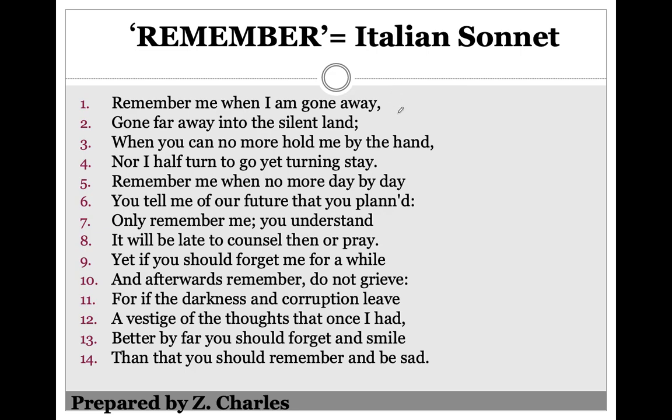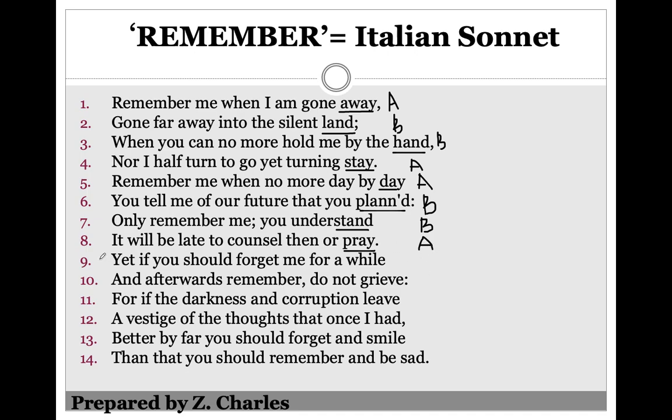So how do I know it's Italian and not Elizabethan? Because we need to look at the rhyme scheme. So, okay, we look at line number 1. So we're going to look at the end word, the last word in every line. Okay, so "away" would be A. We're looking at the rhyme scheme, guys. "Land" is B. "Hand" is B because it rhymes with land, and "stay" rhymes with away, so it is another A. "Day" rhymes with stay, so that is another A. "Planned" rhymes with hand, so that's another B. "Understand" rhymes with planned and hand and land, so that's another B. And "pray" rhymes with stay and away, so that's A.